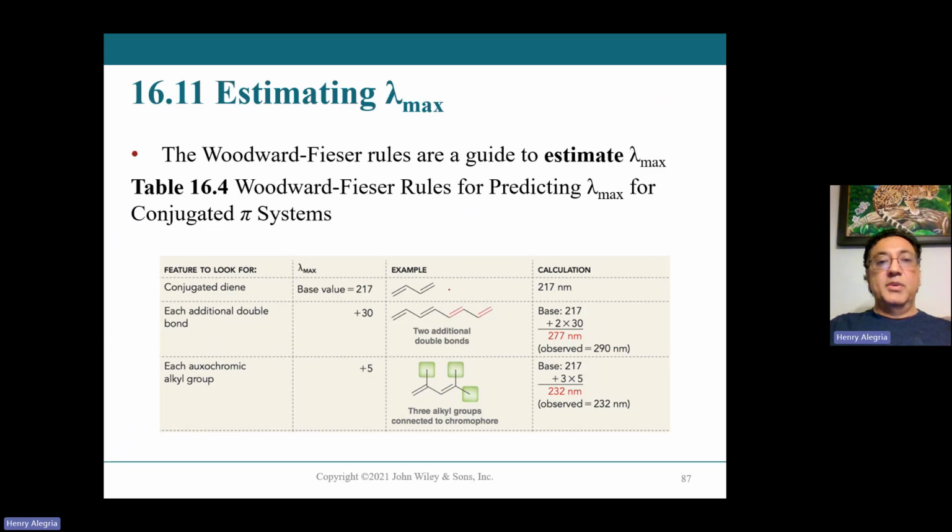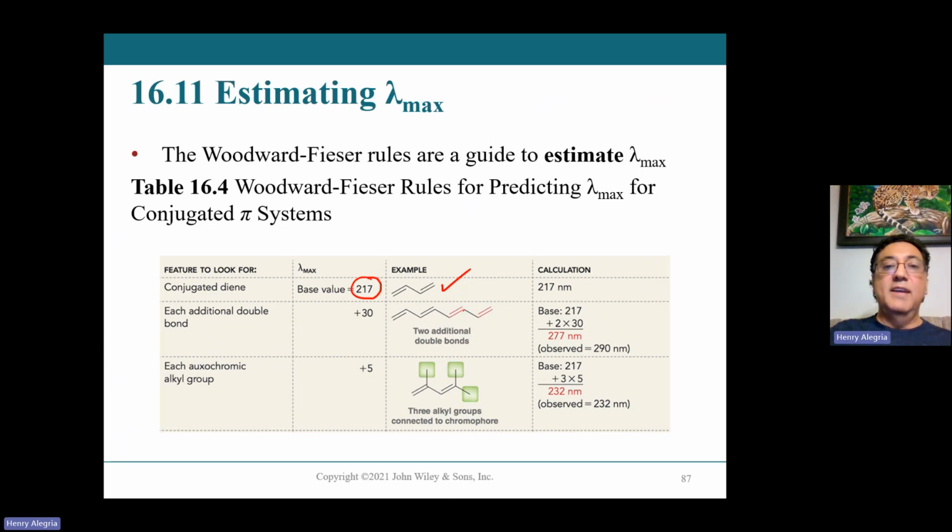If we have, for example, just a regular 2 double bonds, we saw that the lambda max is 217. So that's our base value, 217. For each additional double bond that we have, because remember, this whole chapter is on conjugated dienes, so this is the only diene. If I start adding double bonds, then I go to trienes, tetraenes, pentaenes, hexaenes, and so on, polyenes. So for each double bond that I add to my base diene, I add 30 to the lambda max.